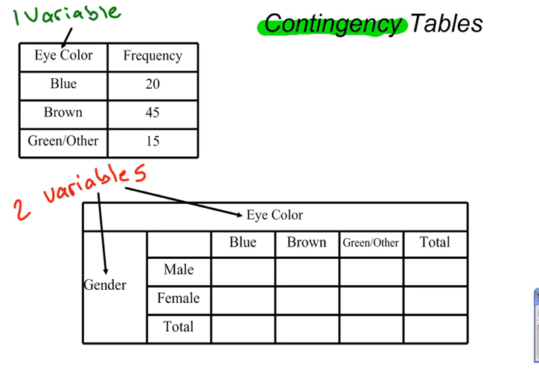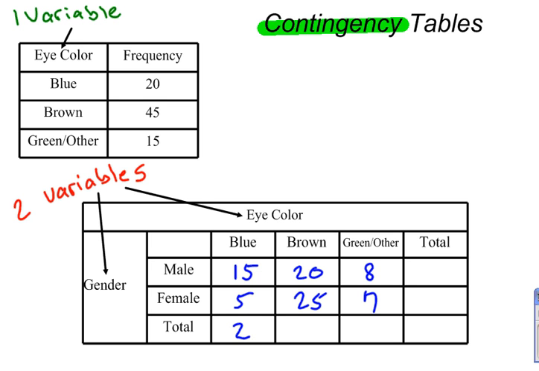All right, so let's break this down and let's see how this looks. For the blue eyes, we had 20 altogether, but let's say there were 15 male and only 5 were female that had blue eyes. And then we go to the brown eyes, and we have 20 males with brown eyes, 25 females with brown eyes. 15 green or other altogether, and we see that there were 8 males that had green eyes and 7 females that had green eyes. And now we want to go ahead and total these up.